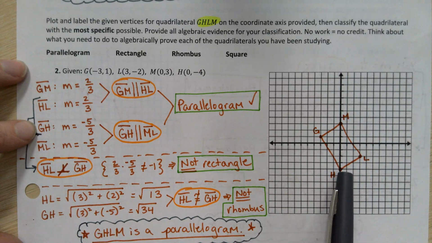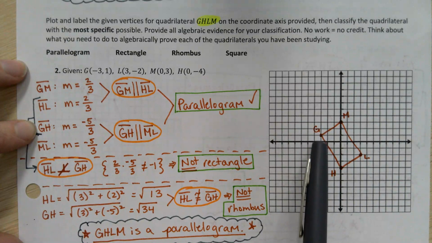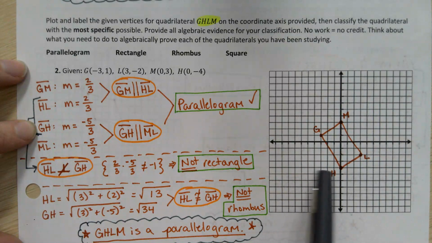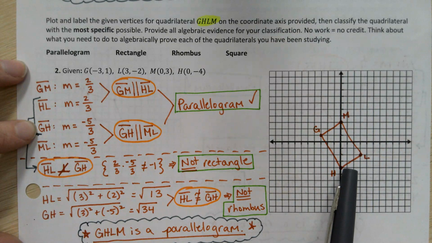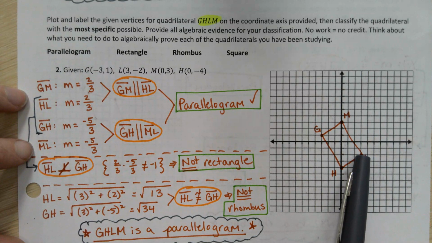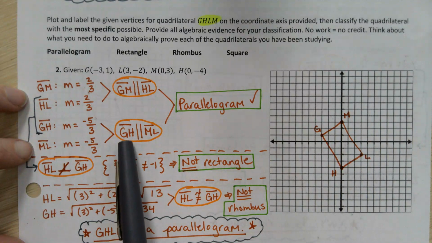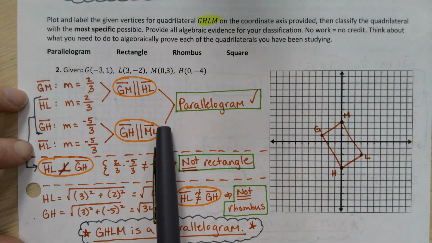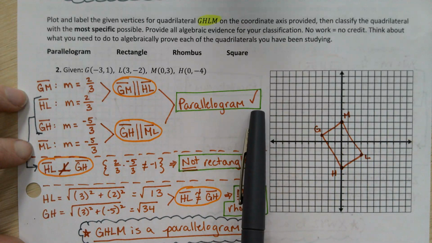Next up was GH. That slope was -5/3. Since I was going down and right, one of those directions was negative. And then for ML, that same -5/3 slope occurred. So segment GH is parallel to segment ML. Those two facts combine together to tell me I'm dealing with a parallelogram.